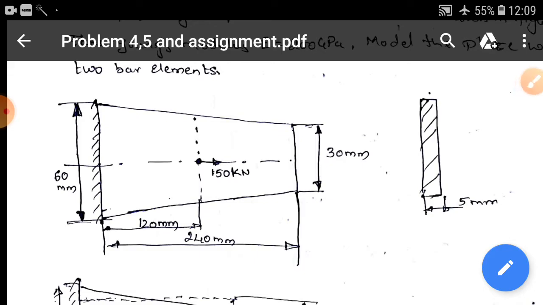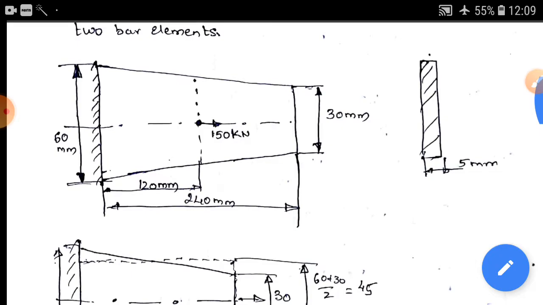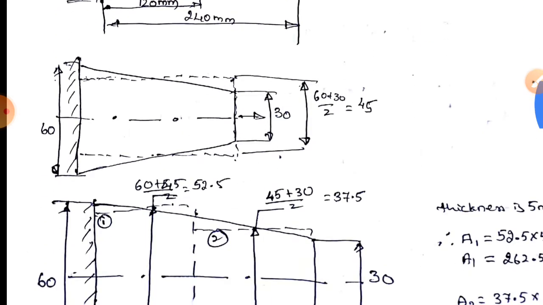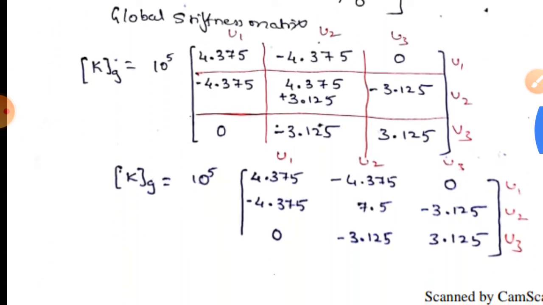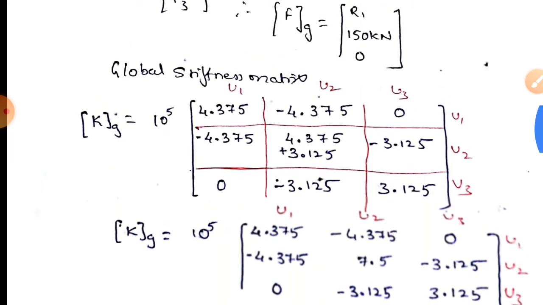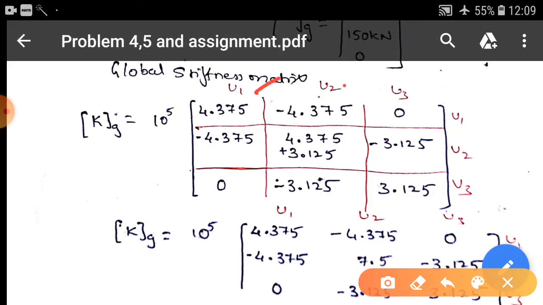We'll solve the problem and see whether the results match our predictions or not. What we were at was the global stiffness matrix. Now how to write the global stiffness matrix? How many nodes are there? There are 3 nodes. And what is the degree of freedom for each node? Each node has 1 degree of freedom. So our overall global stiffness matrix is a 3 by 3 matrix, and the displacements associated are u1, u2, u3. So 3 columns and 3 rows are written.